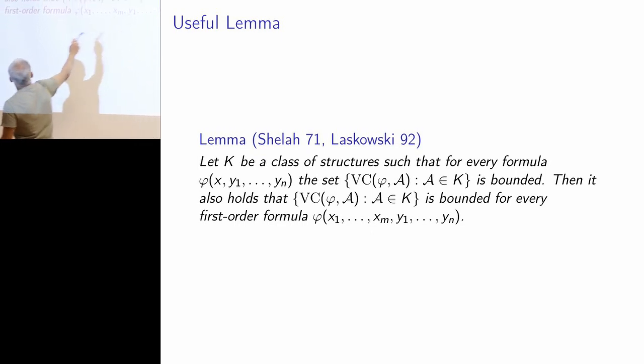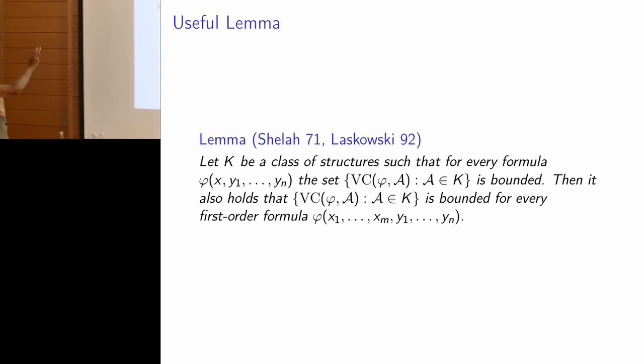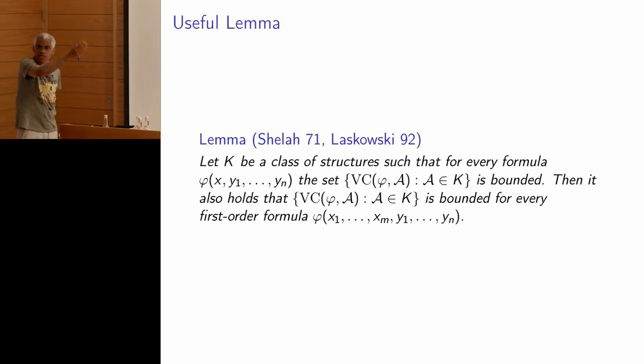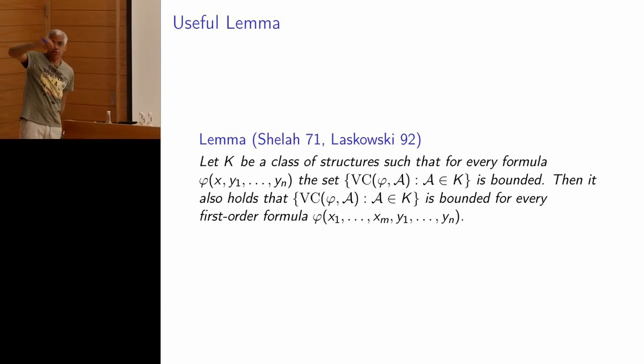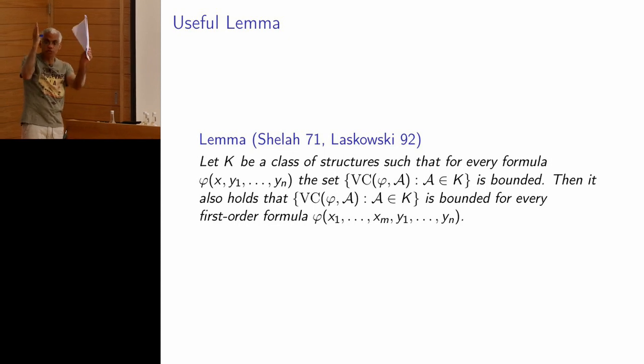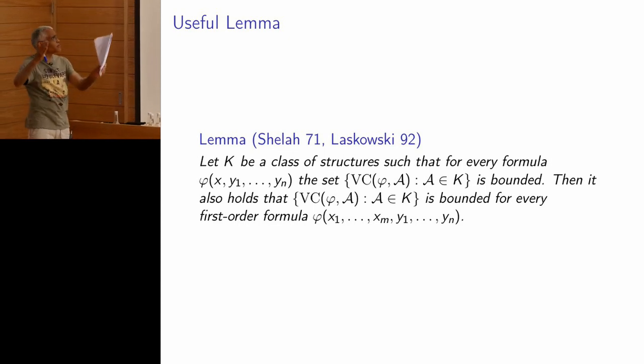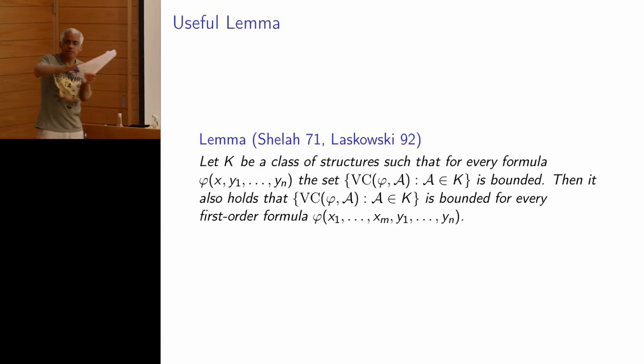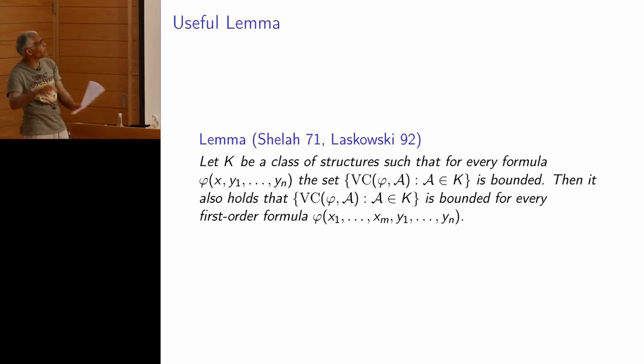suppose I have even a class of structures, and let me look at a formula like this. This formula has parameters y1 up to yn, but just one variable x. So I'm defining a class of concepts just on the universe, but on one-tuples, so not pairs or triples. So I've got a bound on the VC dimension of the one-dimensional sets I define.